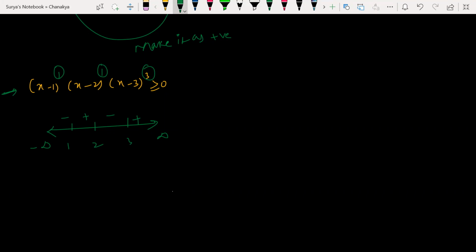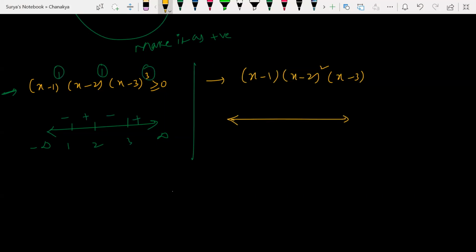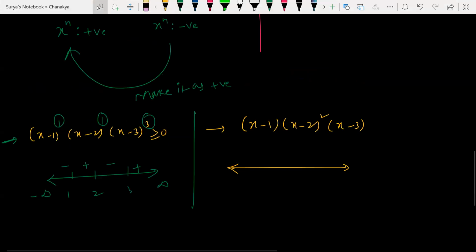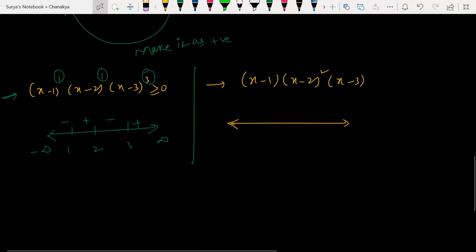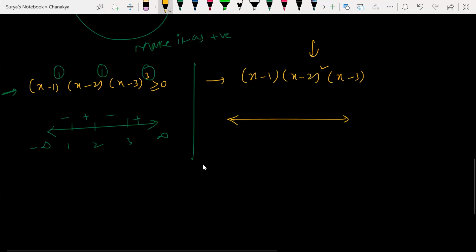Yes, sir. If any power is even, let's say that, let me give the question. Now what you have to do? See here, whenever the power is odd, you can apply the Wavy Curve method. If it is even, look at this here. You have even here. What will happen? Look at this. 1, 2, 3, from minus infinity to plus infinity.